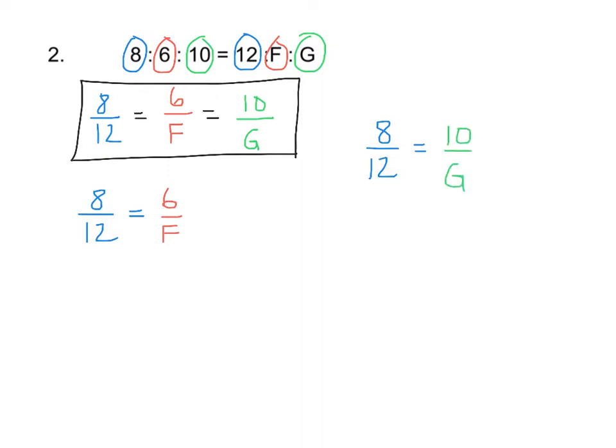And this is how I would solve for both. I set them up properly. So all 3 of those fractions are equal to each other. All 3. So 8 over 12 is equal to both of those. That's what I've written here separately.